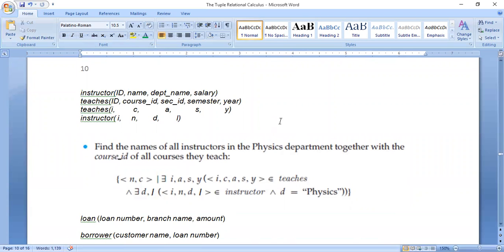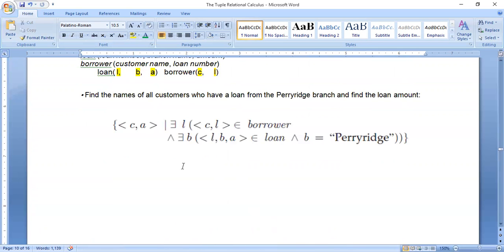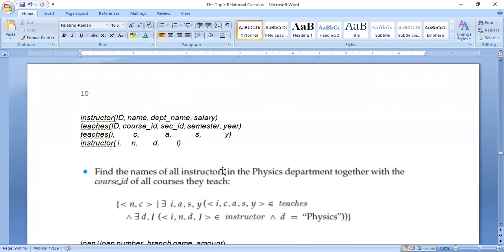Now there is another similar query which uses two relations, that means it is once again a join, and whenever a join is there we use the AND operator as we have used in this query. So here the query is: find the names of all instructors in the physics department together with the course ID. The instructor consists of ID, name, department and salary, but what we require is course ID, which is not there in the instructor, so this is in the teachers relation, and the column attribute that joins these two relations is the ID.